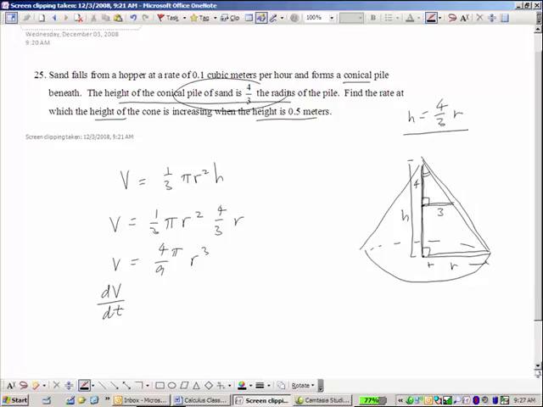dV/dt, so far so good. 3 times 4/9 over pi, 4/3 pi r squared dr/dt. Let's look at the information they give us to plug in. Sand falls in a hopper at this rate. All right, where do I plug 0.1 in for?